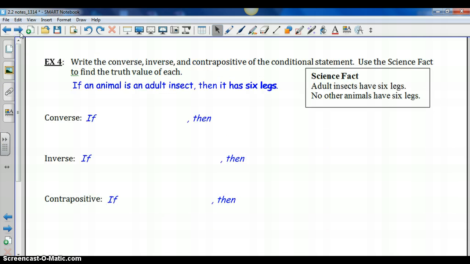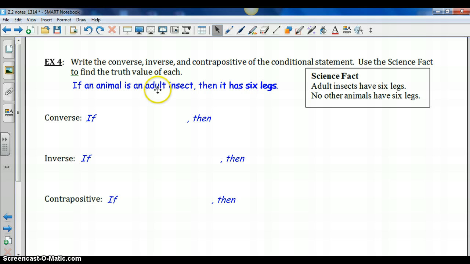So let's take a look at example 4, where we are to write the converse, inverse, and contrapositive of the conditional statement. This will be a time when you may want to pause the video to get all of these written down. So we're going to use this scientific fact. We're going to base our statements on the fact that adult insects have 6 legs and no other animal has 6 legs. So here's our conditional statement. If an animal is an adult insect, then it has 6 legs.